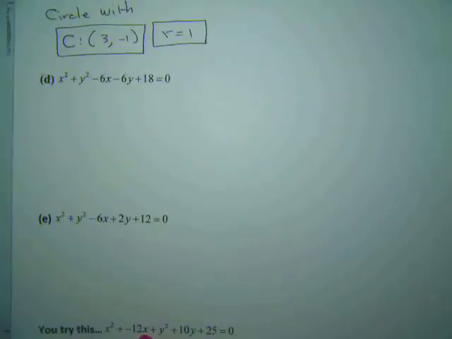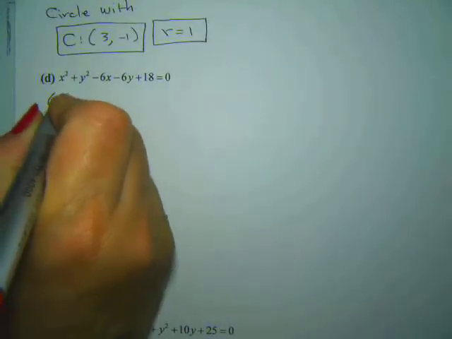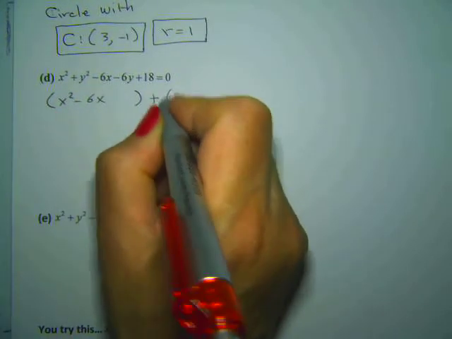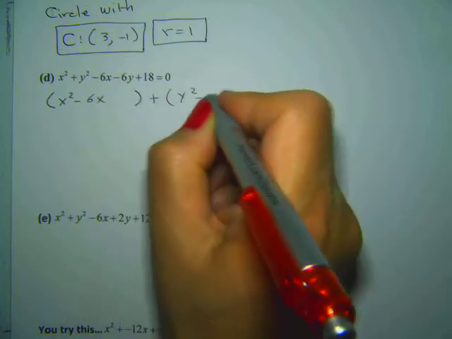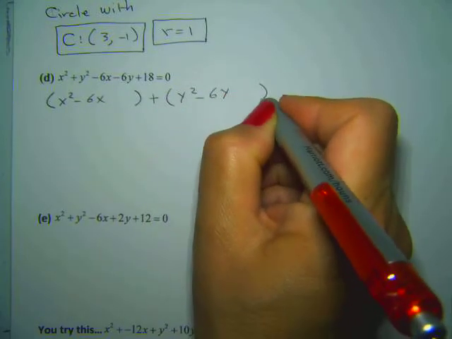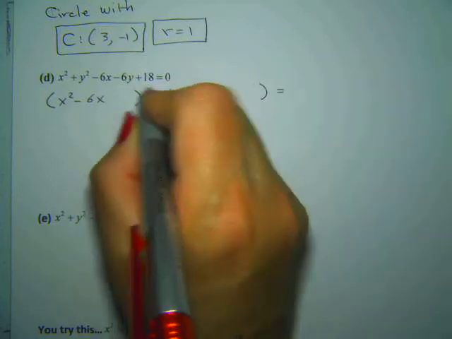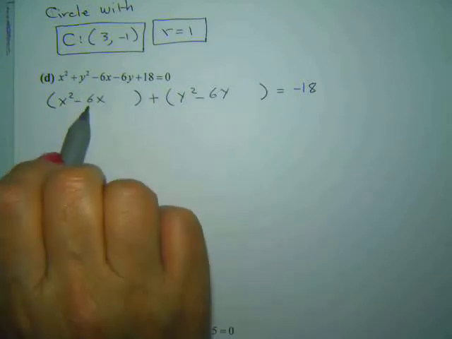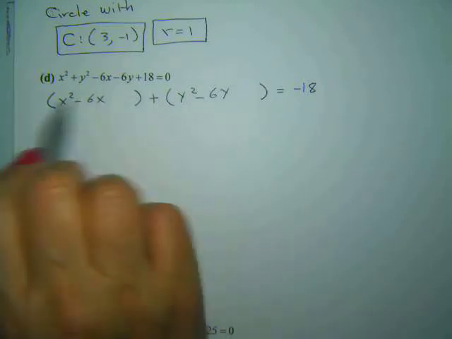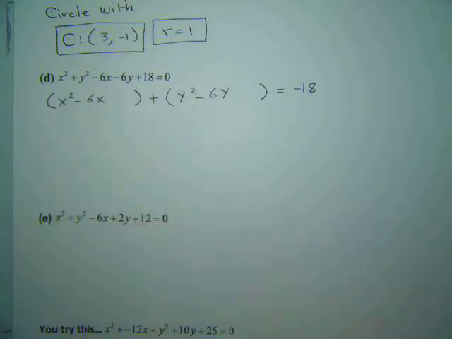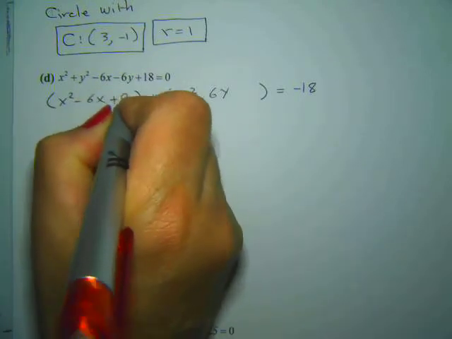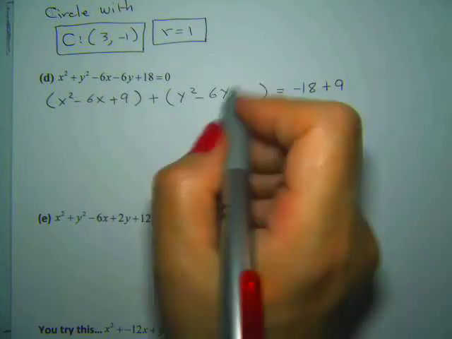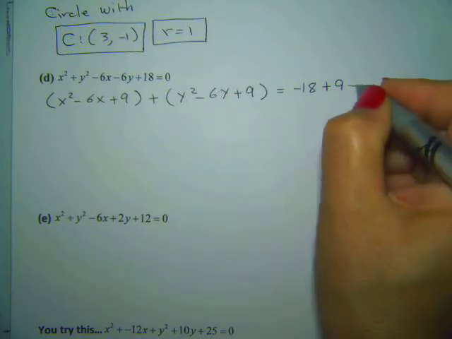Let's look at the next one. Put the x's together, x squared minus 6x, leave a space to complete the square, plus put the y squared minus the 6y, leave a space to complete the square, is equal to, move the constant and it's going to become -18. Now when we complete the square in the x, divide the 6 by 2, 3 and square is 9, add it to both sides of the equation. Same thing for the y, add it to both sides of the equation.